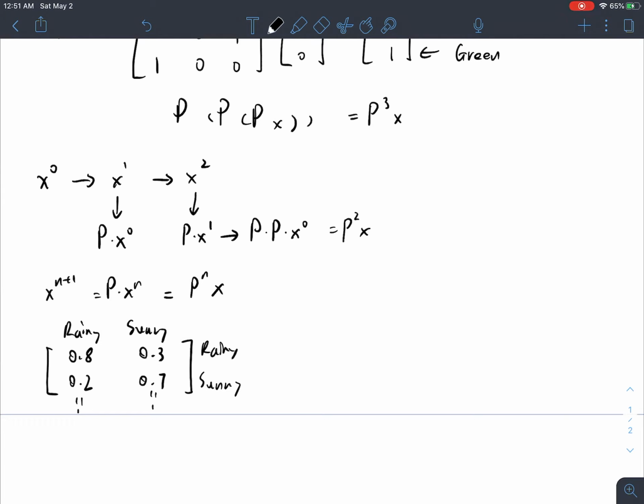So what's the weather after 1 day, 2 days, or 3 days? Let's write it out for a large number of days.